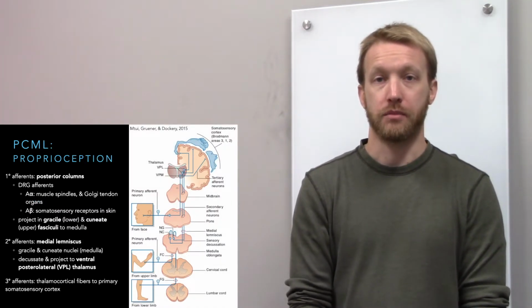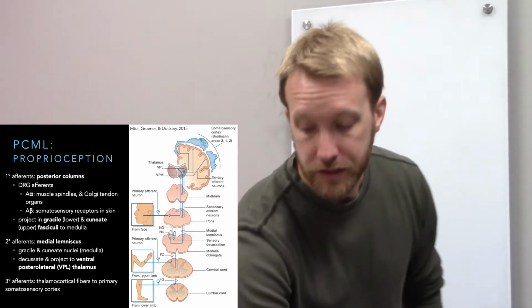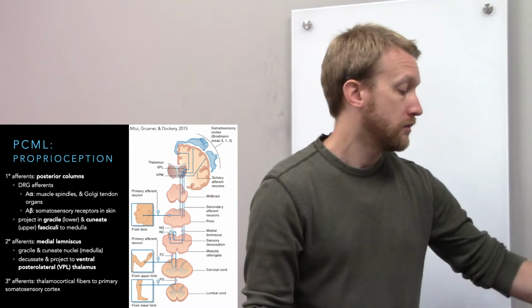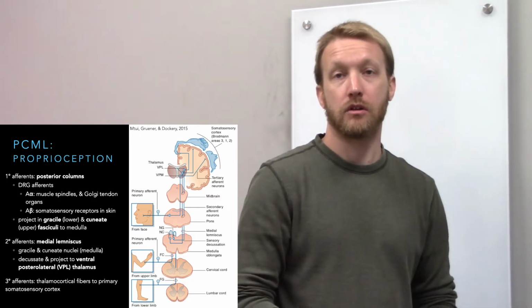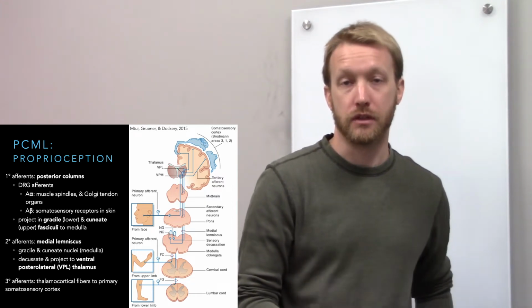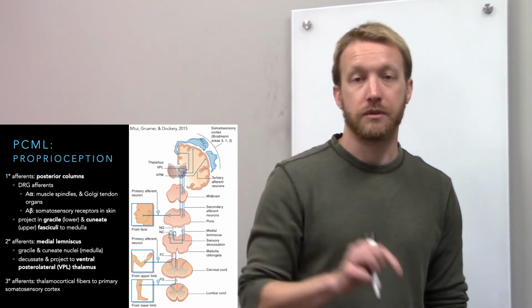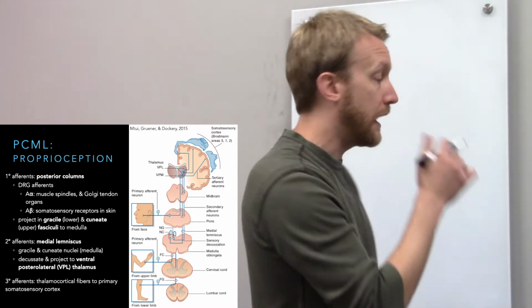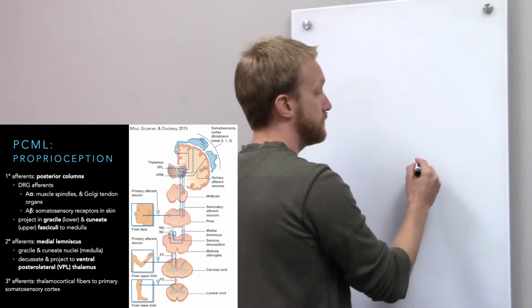Let's start off with the posterior column medial lemniscus pathway. This tells you it's going to project along the posterior columns, and it will also form the medial lemniscus after synapsing in the medulla. In both of these tracts, there are only 3 neurons that we need to know, so that's not too bad. Of course, we're going to start off in the dorsal root ganglion.